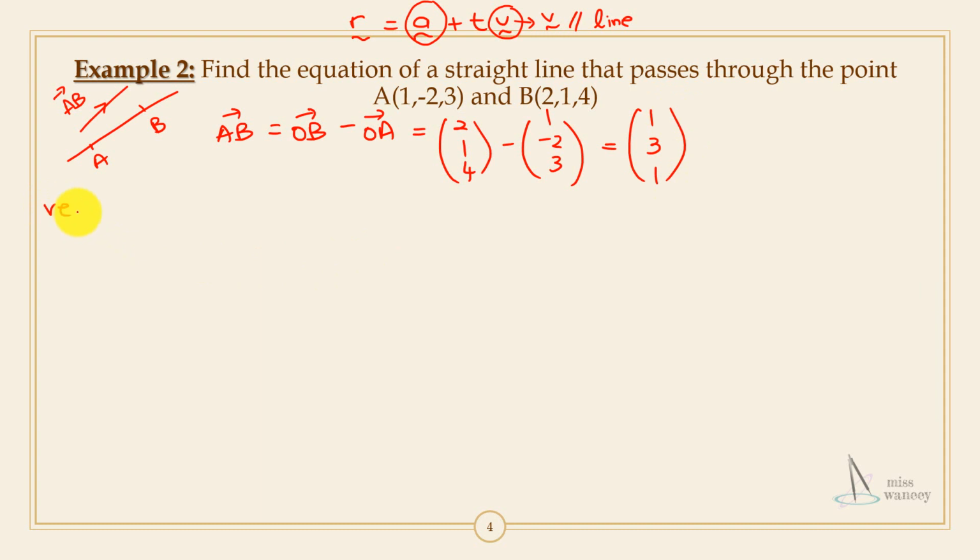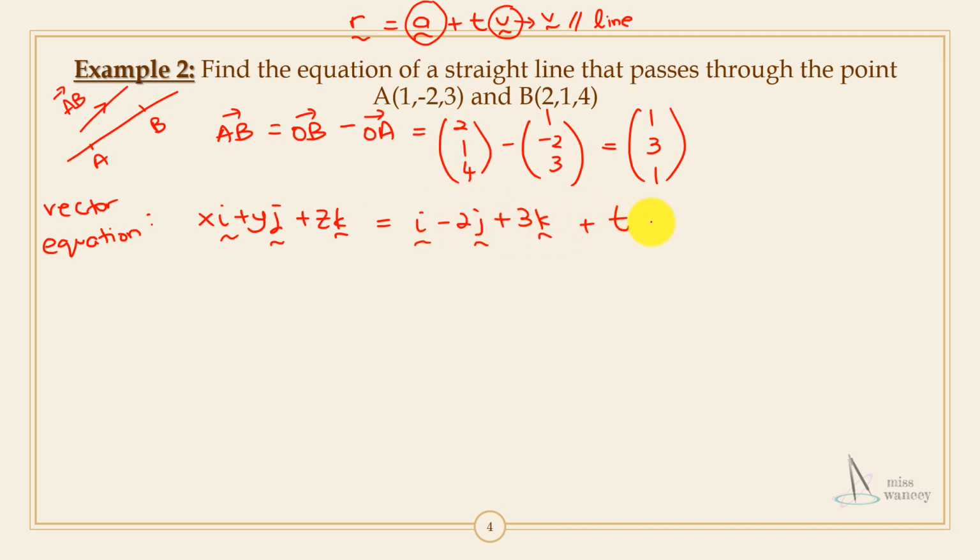So let us obtain the vector equation. For the vector equation, the fixed point, I can use A or B. Let me choose A. So this is xi plus yj plus zk. So r equal to, A is i minus 2j plus 3k, plus t times (i plus 3j plus k). So that is the vector equation.